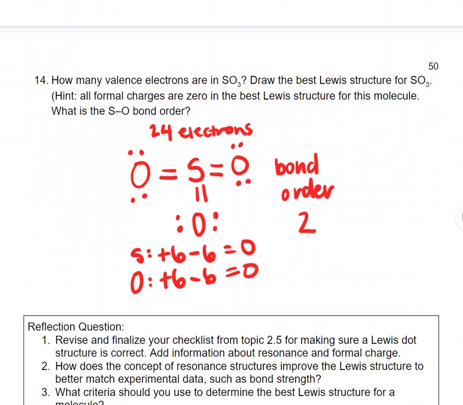The SO3 molecule is going to have 24 electrons, and we have to keep in mind here that the sulfur can break the octet rule. It can have more than 8 electrons. So here's my Lewis structure where I've moved several of the lone pairs on oxygen into double bonds, and my formal charge here all works out to 0. And based on the bonds for S to O, it's going to be bond order 2.